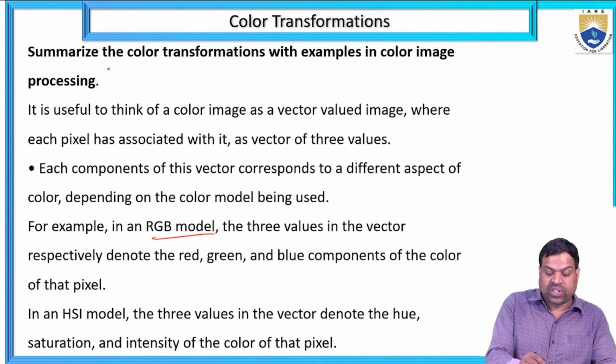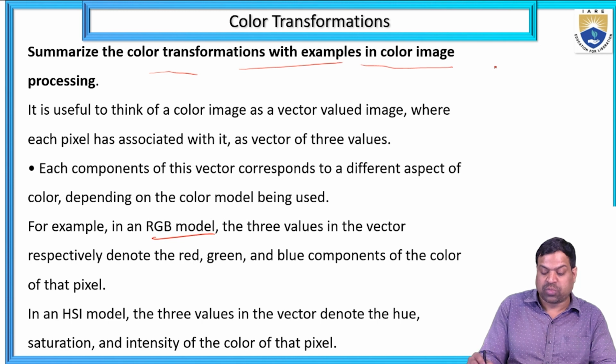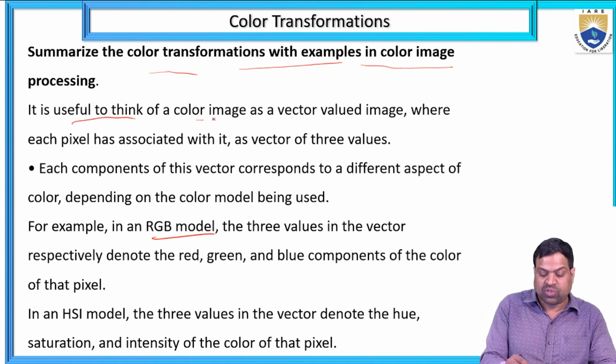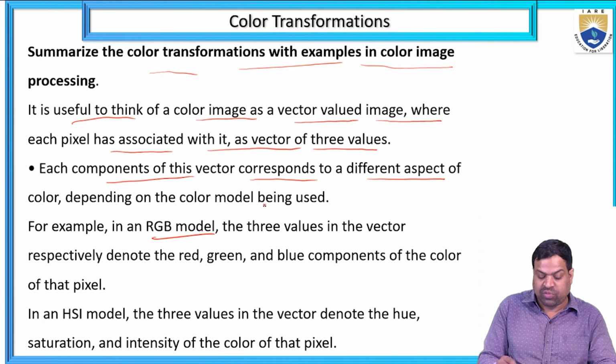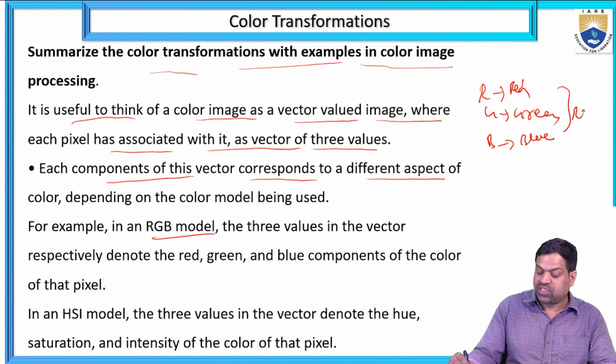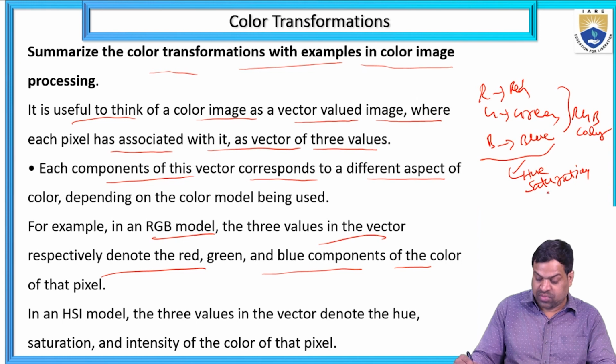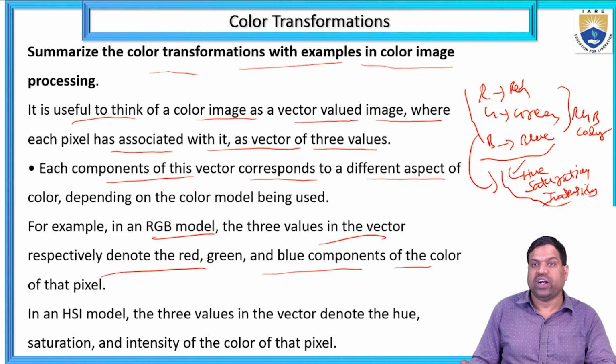So the question is to summarize the color transformation with an example in color image processing. What is a color transformation? Which type of transformation are you using in the color? So it is useful to think of a color image as a vector, with each pixel associated with 3 values, and each component of this vector corresponds to a different aspect. For example, I am taking the red, green and blue. So this RGB color, the vector respectively denotes the red, green and blue components of the color. But with HSI, we are going for the hue, saturation and intensity. So this RGB we are converting to the hue, saturation and intensity values.